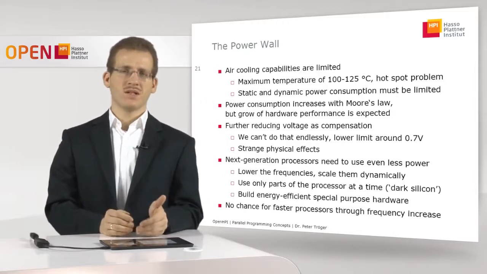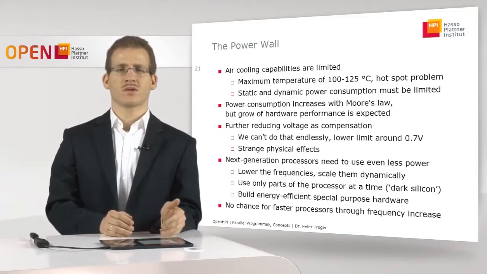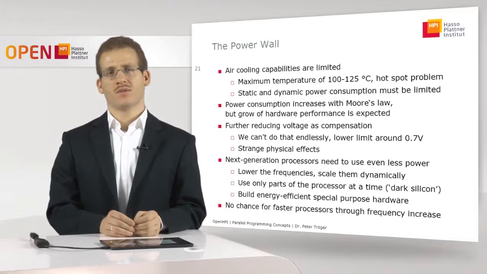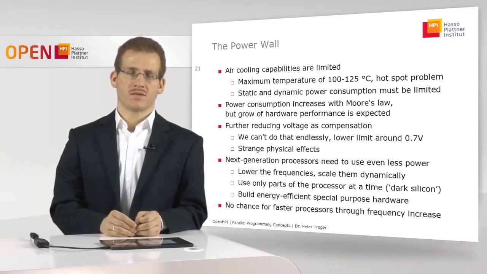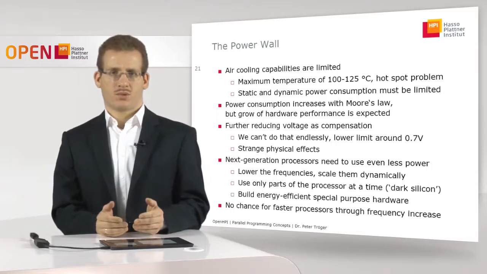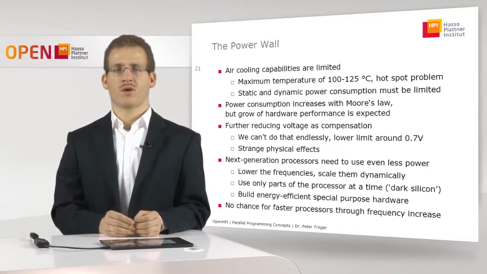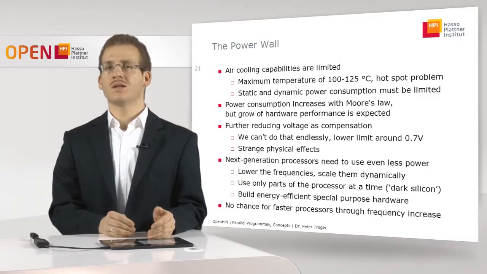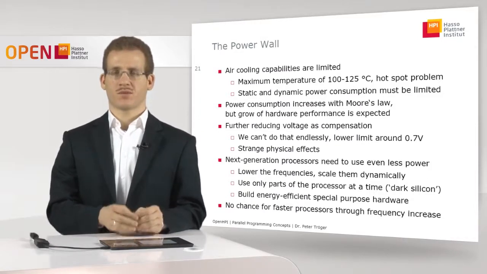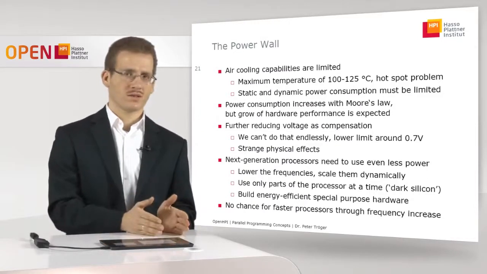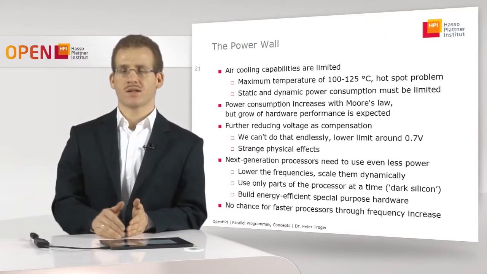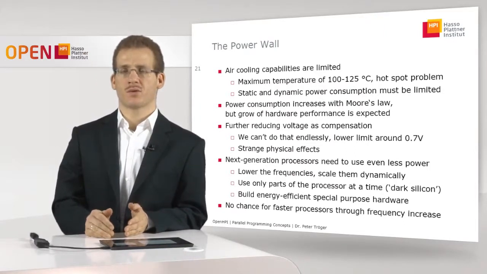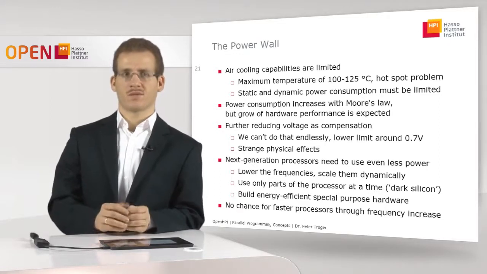The power consumption increases as long as Moore's law continues to deliver new transistors, but on the other hand, you have to fulfill the promise of constantly increasing hardware performance. So we get the problem that although we have more transistors, the power wall problem hinders us in using old-fashioned approaches of delivering better processor performance.